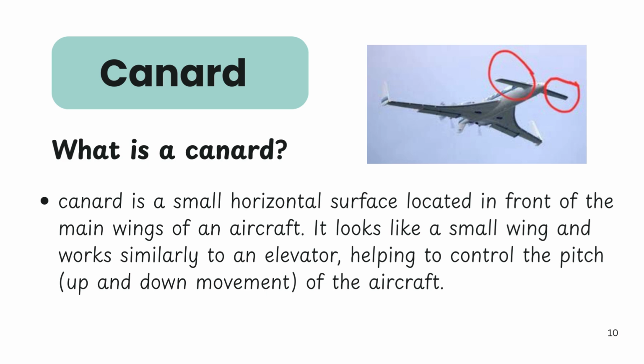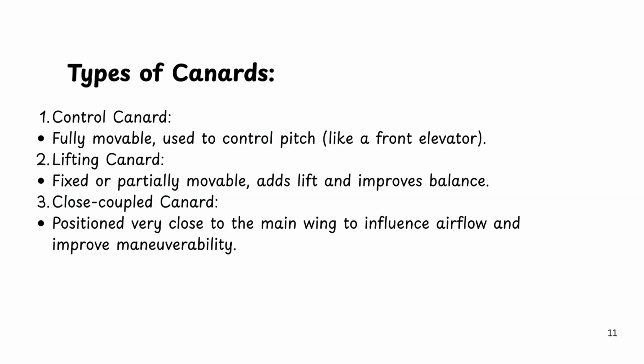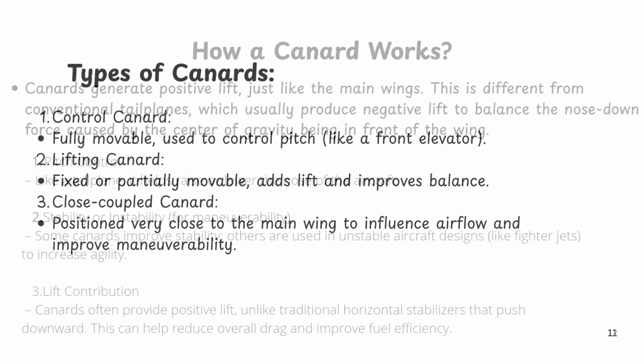There are two main types of CANARDs: control CANARDs, which are movable and directly controlled by the pilot, and fixed CANARDs, which are designed to always generate a certain amount of lift. In aircraft with CANARDs, the main wing is usually located farther back than in traditional designs. This changes the center of gravity and the aerodynamic balance of the plane.